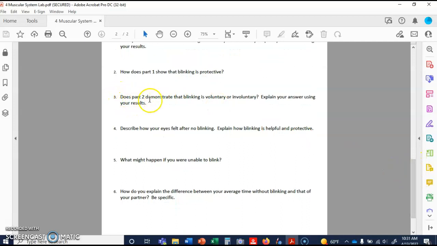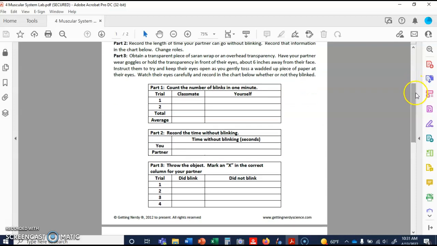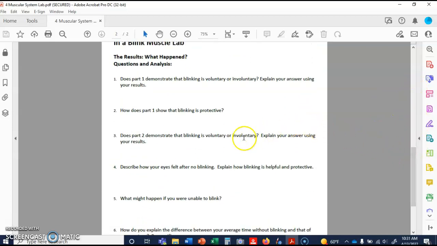Then we move on to part 2. Does part 2 demonstrate that blinking is voluntary or involuntary? Part 2 is where you are trying not to blink, and how long can you go? So you'll choose voluntary or involuntary and then explain why you think that according to part 2. Number 4 says, describe how your eyes felt after no blinking. This sentence should start with, my eyes felt blank, however you want to describe it.